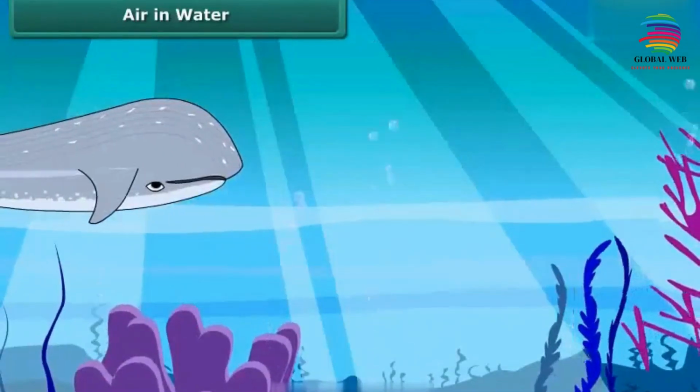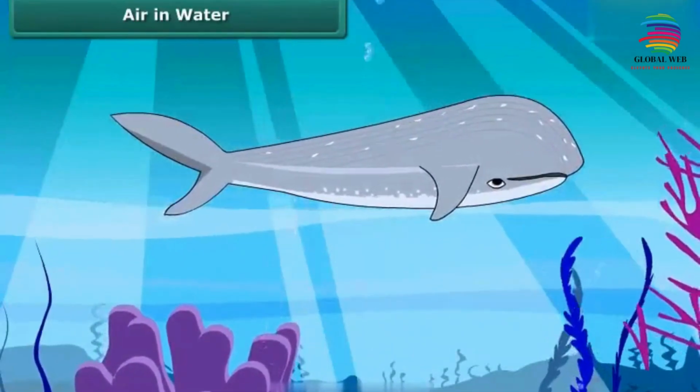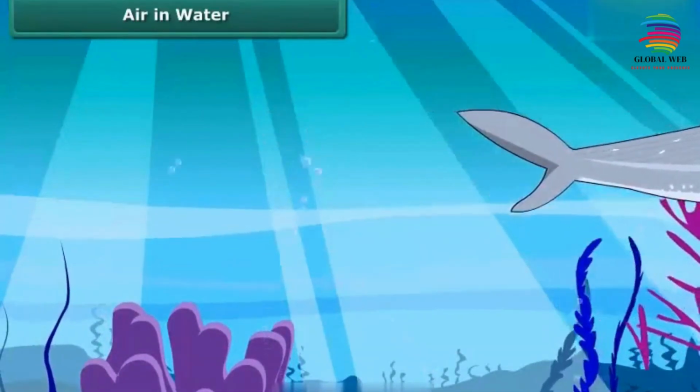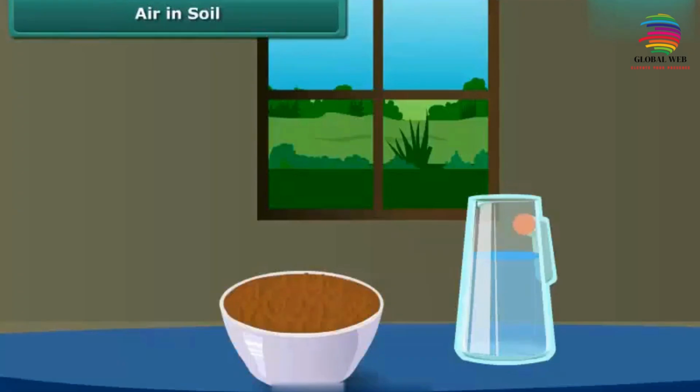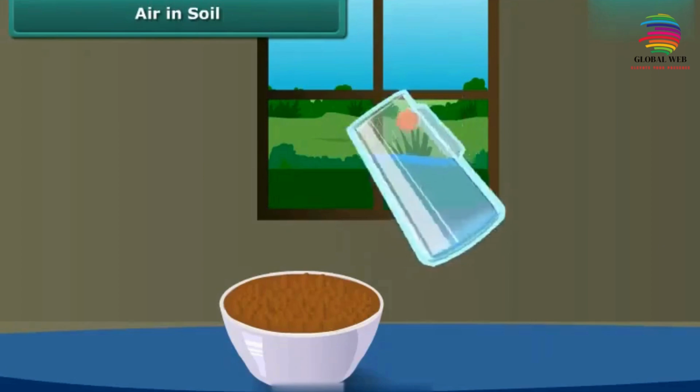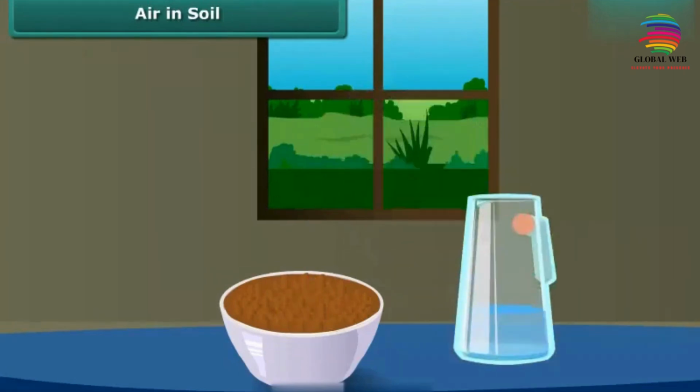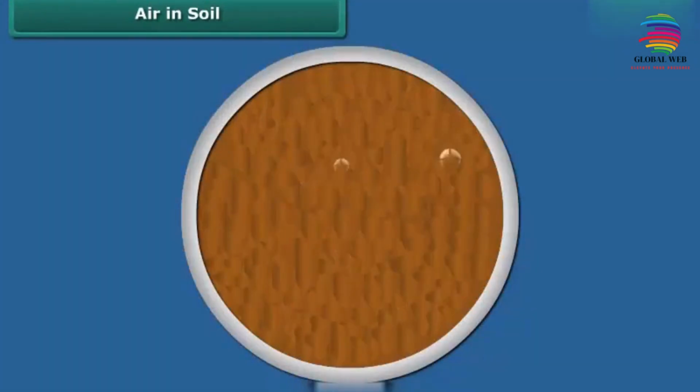The animals and plants in water use the dissolved oxygen for respiration. How do the organisms living in soil get oxygen? To know this, take some soil in a bowl and pour some water on it. What do you see? You can see that air bubbles are coming out of soil.